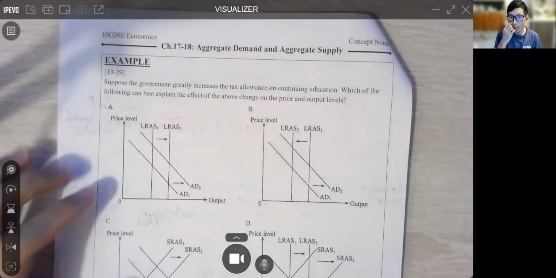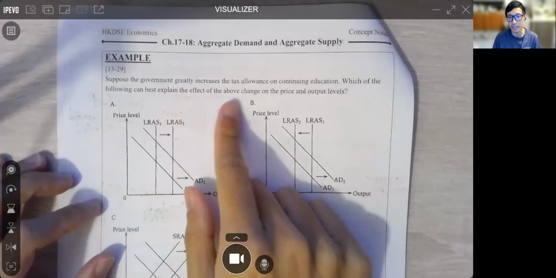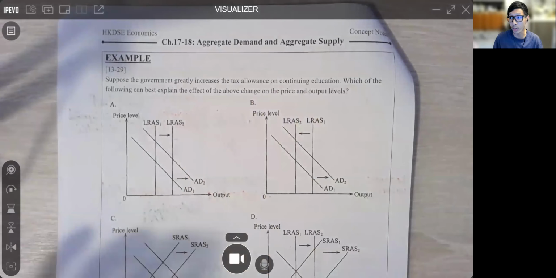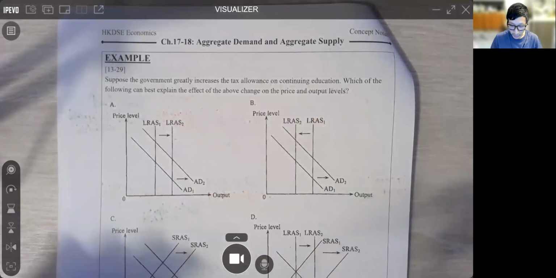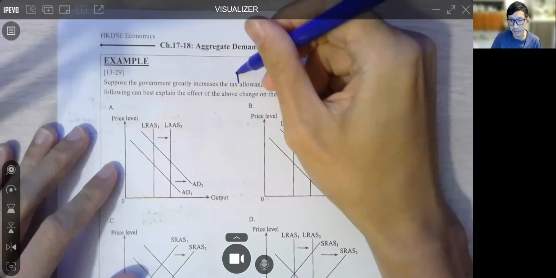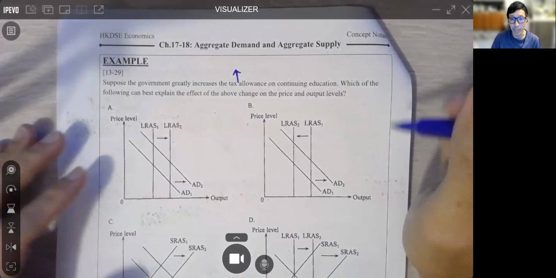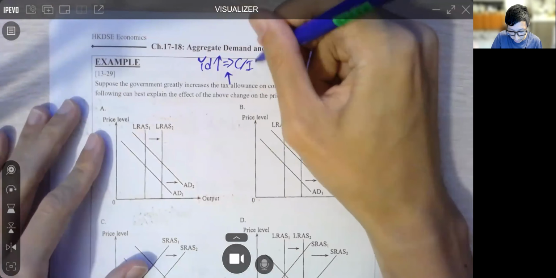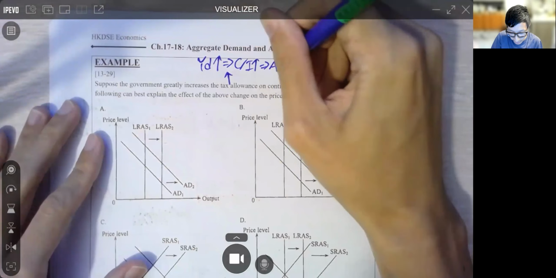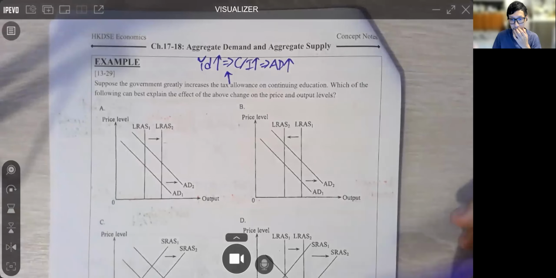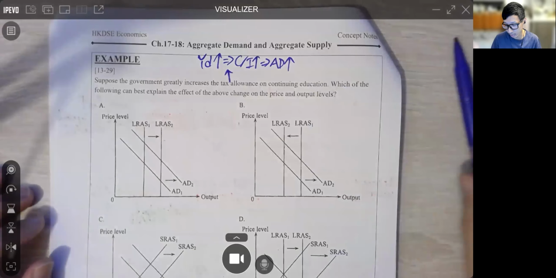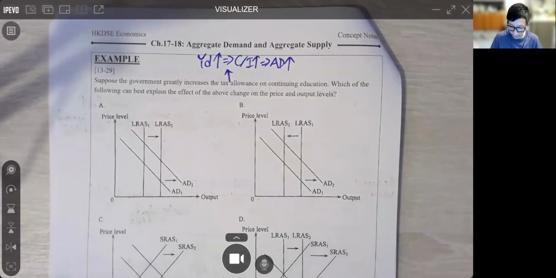Now, suppose the government greatly increased the tax allowance on continuing education. There are two things here. First, tax allowance. 逢亲多咗免税额, what does that mean? It means that YD would increase. 多咗钱使咯, C and I would increase. Therefore, AD would increase. 我哋知道第一个 point 啊.